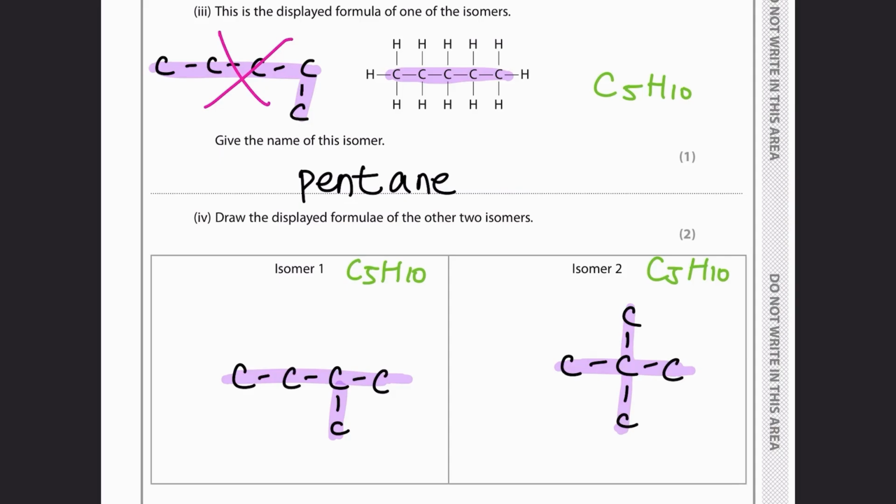And after you've done that, please do not forget to draw in the actual hydrogens. Same rule, 4 bonds per carbon. Okay, so carbon, this one, how many more do I need? 3 more.